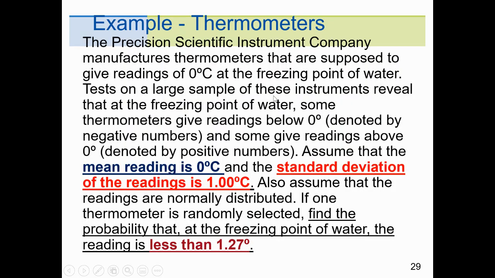All right, first example. Precision Scientific Instrument Company manufactures thermometers that are supposed to read 0 degrees at the freezing point of water. It goes on and on. Here's the key: assume that the mean is 0 and the standard deviation is 1. I know I have a standard normal distribution. What is he looking for? He's looking for the probability that at the freezing point of water, the reading is less than 1.27 degrees.